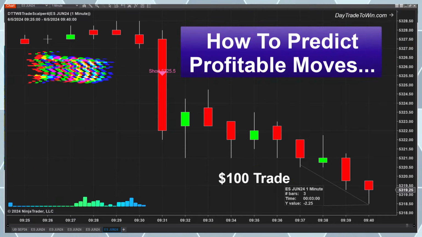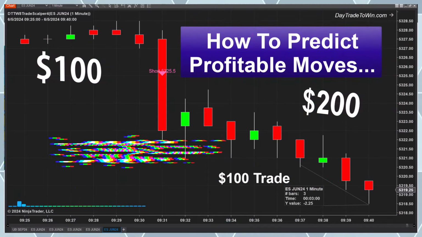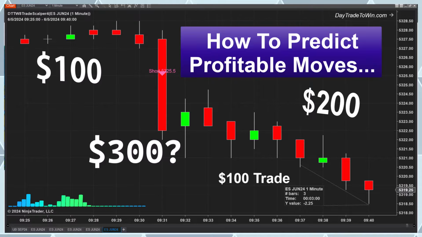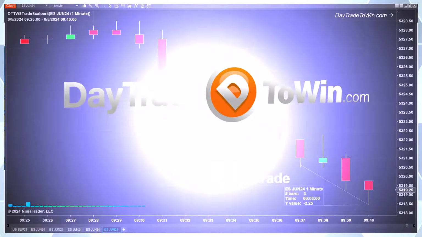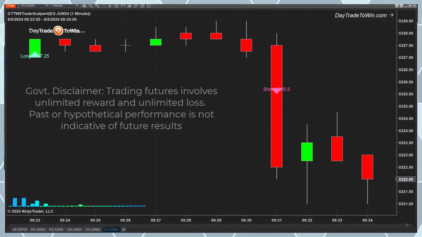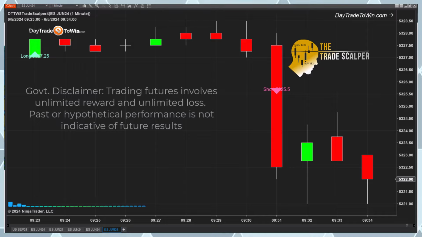Well, how do you know to go short right where it says to go short to make at least $100 or $200 on a trade like this? Well, I'm going to show you how to use price action. When trading price action, sometimes we have to think a little bit outside the box. It doesn't really matter the market that you're looking at.